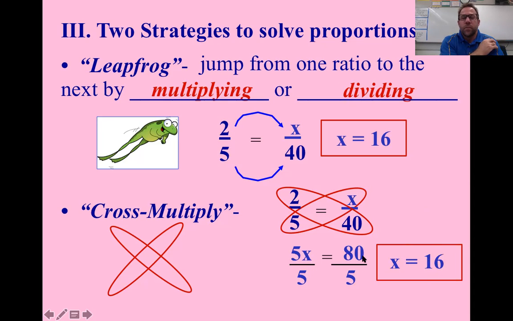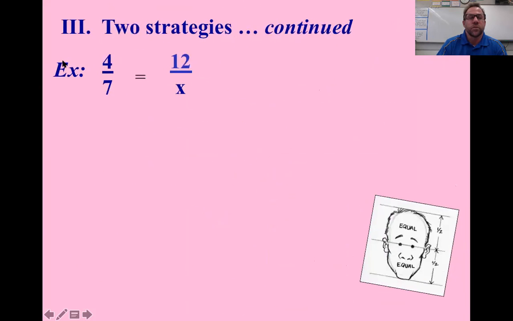The reason I taught you both methods, you might be thinking, well, the leapfrog method's easier. Yes, it is easier, but it doesn't always work. The cross multiply method will always work. Sometimes the leapfrog method will be too difficult to use, and this one will always work. So let's try a couple more examples here.